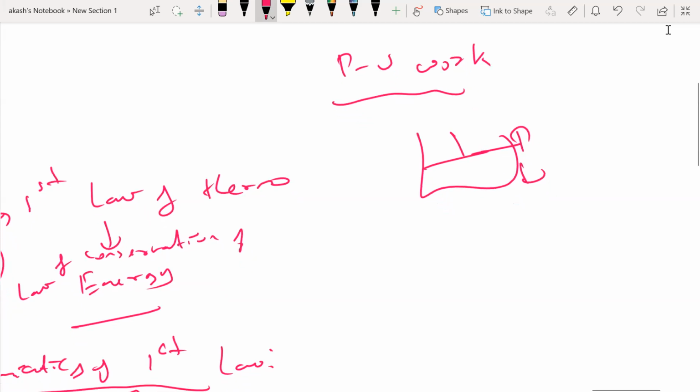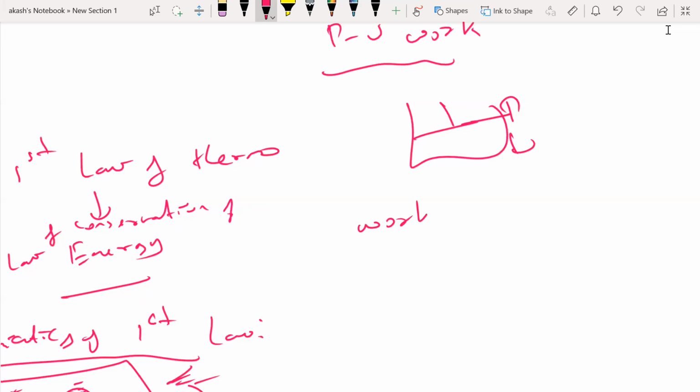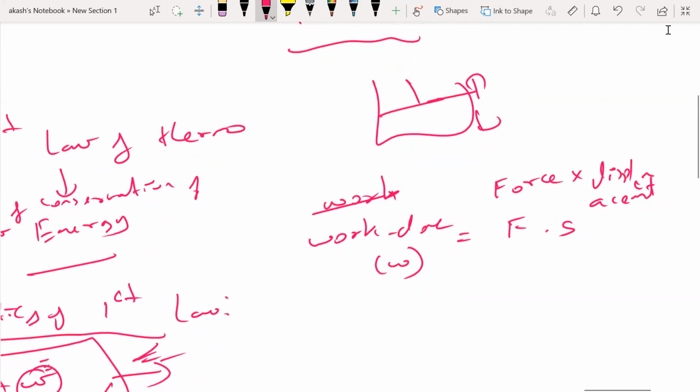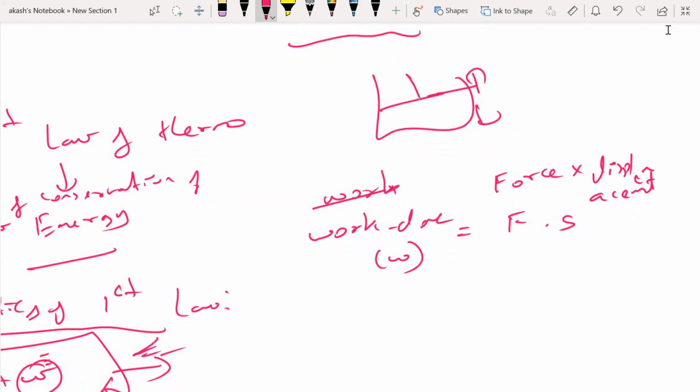Okay, right. So people, this PV work. We know in general work done, W, I know from your physics that it is equal to minus F dot S. Again, don't worry about the negative sign for now. This is nothing but force into displacement. Force into displacement is the formula for your work done, isn't it? So what we'll do is we will convert this equation a little bit.